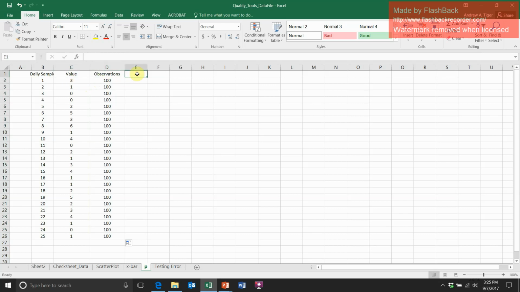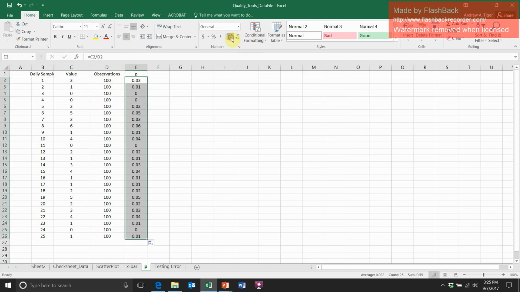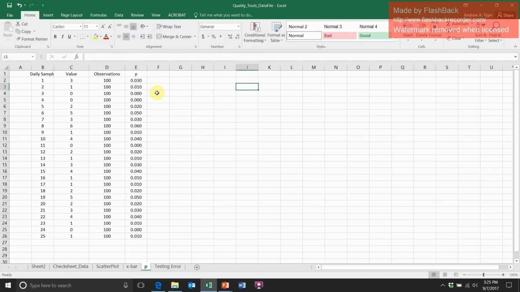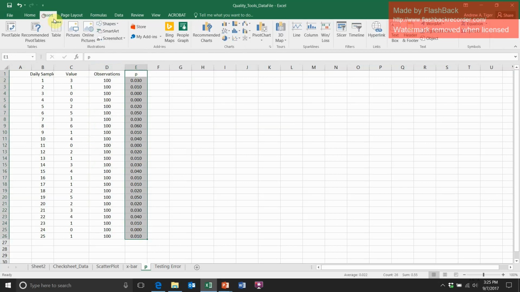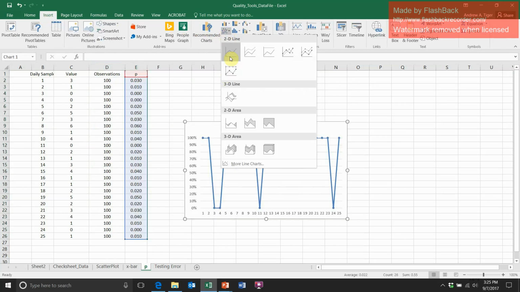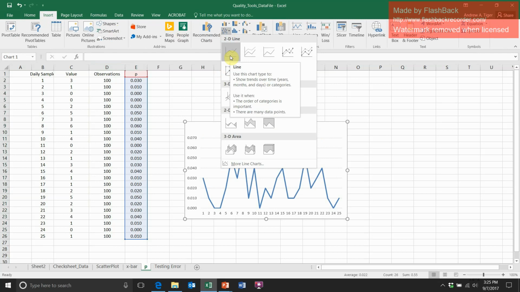So our proportion defective, we'll just call it P, is this divided by this. So that is what I want to plot. The name of the chart is what you're plotting, so I want to be able to build a p-chart, something that looks like that. But again, it's a control chart, so we have to put our control limits on it.